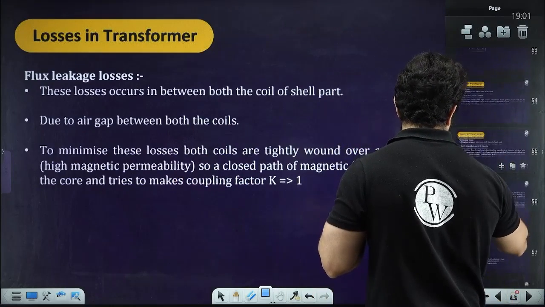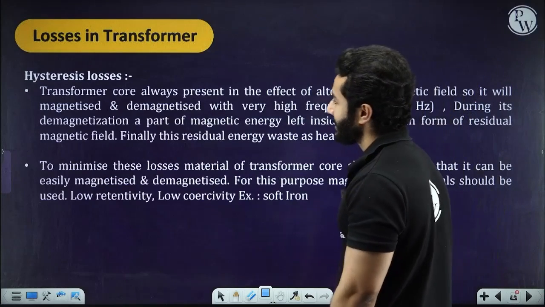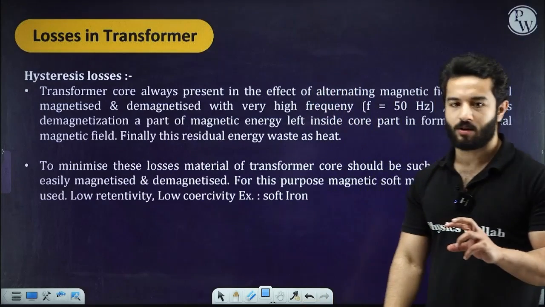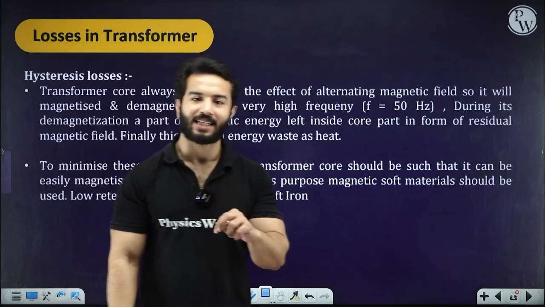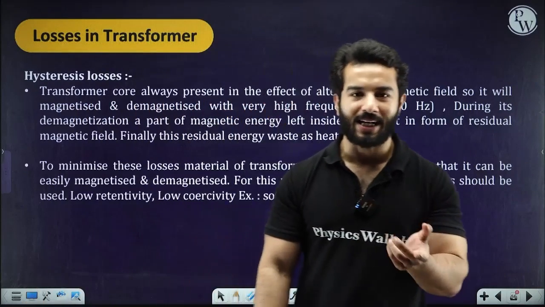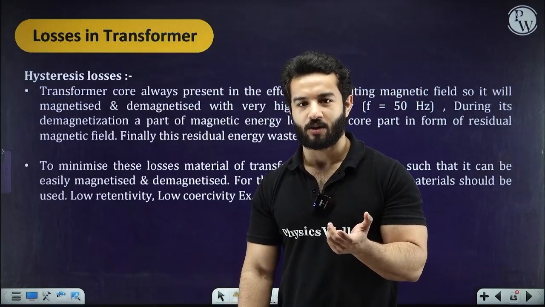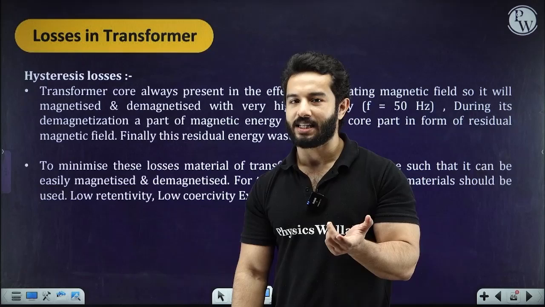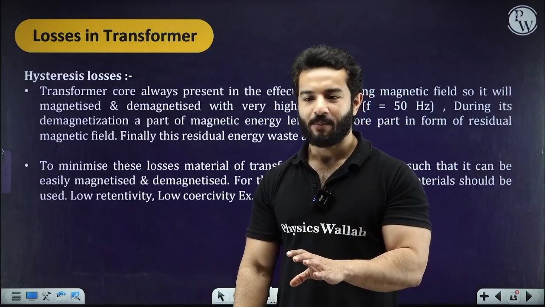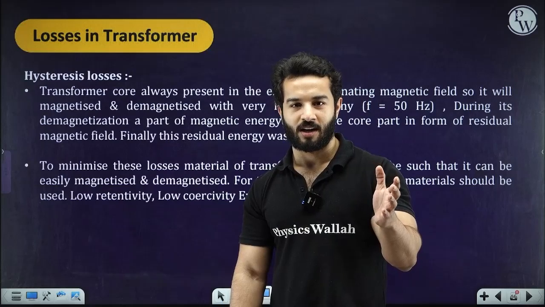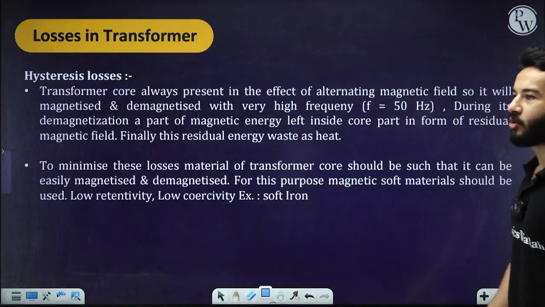Then the next one is hysteresis loss. Hysteresis loss, because you are talking about alternating current, so again and again you are going to magnetize it, then demagnetize it. For half a cycle it will get magnetized, for another half cycle it will get demagnetized. That's why we are using a soft iron core. If we use some material like steel, it will take lots of energy, lots of magnetic field to get demagnetized, because it has higher retentivity and coercivity, right? So that's what we have written over here.